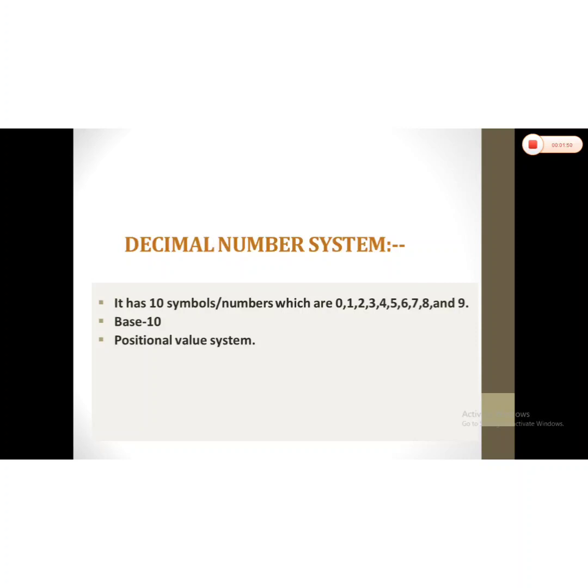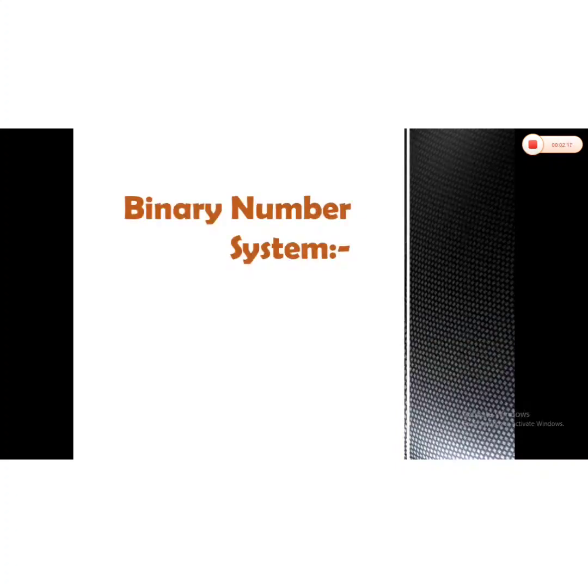Positional value system means the value of any number, any code, any information written in the decimal number system depends upon its position. For example, in 729, 7 represents hundreds, 2 represents tens, and 9 represents ones. So this is how the value of a number depends on its position. Here we have the binary number system.